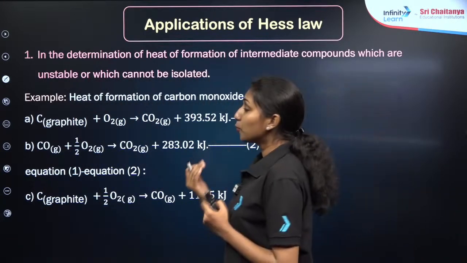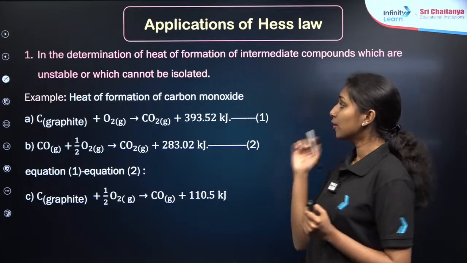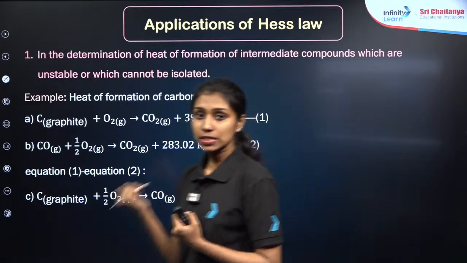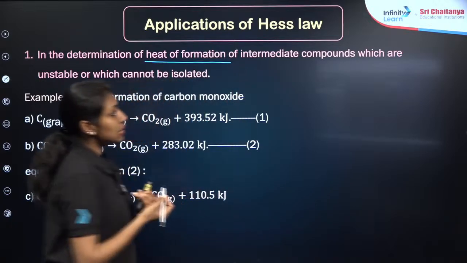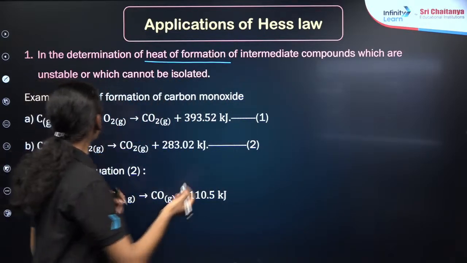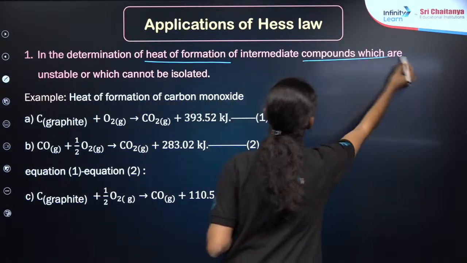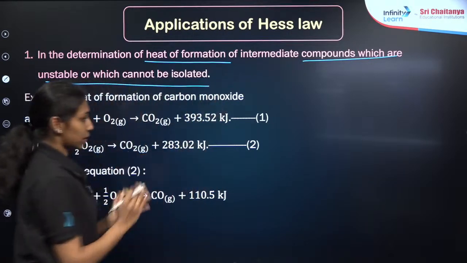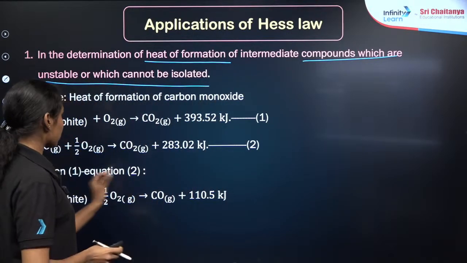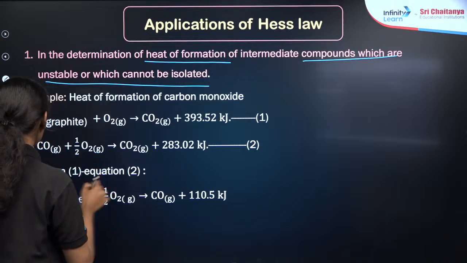Okay, now we will be moving to the applications of Hess's law. First one is the determination of heat of formation of intermediate compounds which are unstable or which cannot be isolated, right? For example, I am taking here the heat of formation of carbon monoxide. It will happen in two steps.